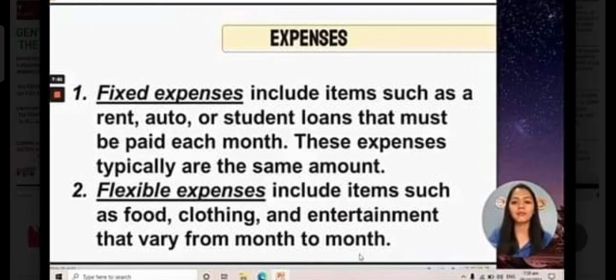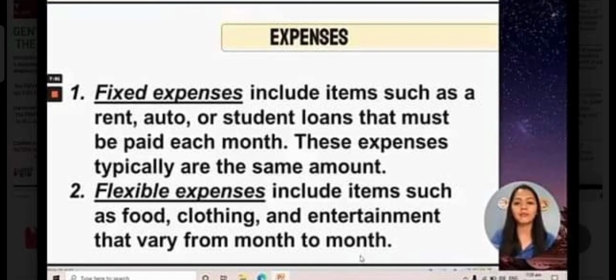Okay. So meron tayong tinatawag na fixed at flexible expenses. Expenses means galastuan or expenditure. When we talk about fixed expenses, which means nandyan na yan. No matter what, you have the responsibility to pay that every month or every year. It depends on the agreement of the person or the owner. For example, we have rent. If you are living in Dumaguete, it is your responsibility to pay the rent of your boarding house, and that is what they call fixed. Auto or car, then student loan that must be paid each month if we have student loans. But here in the Philippines, we don't have student loans.